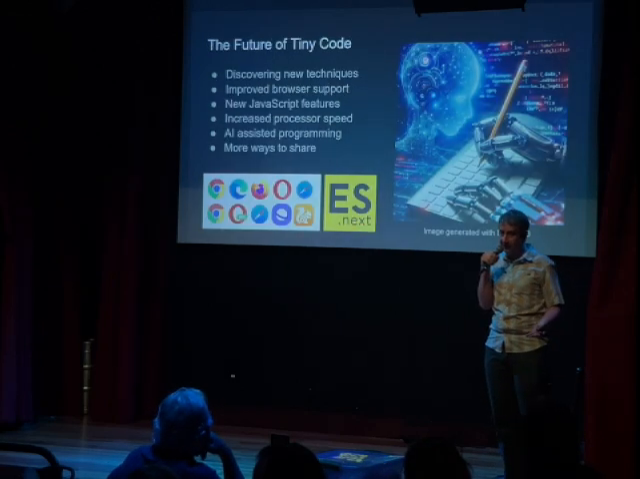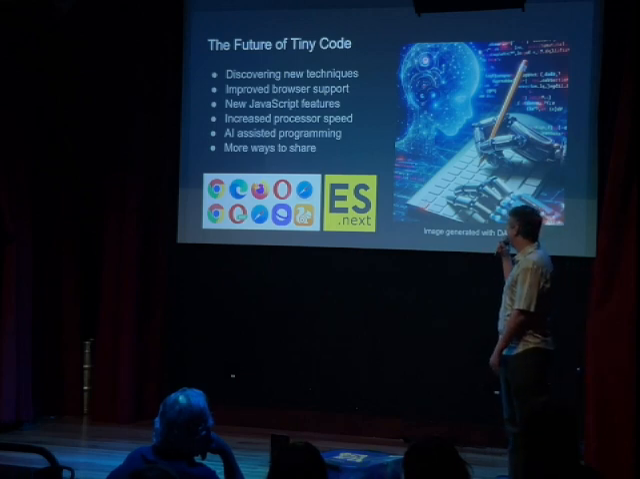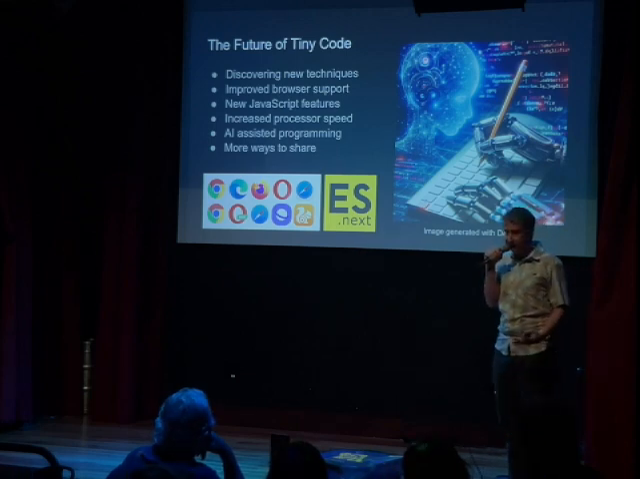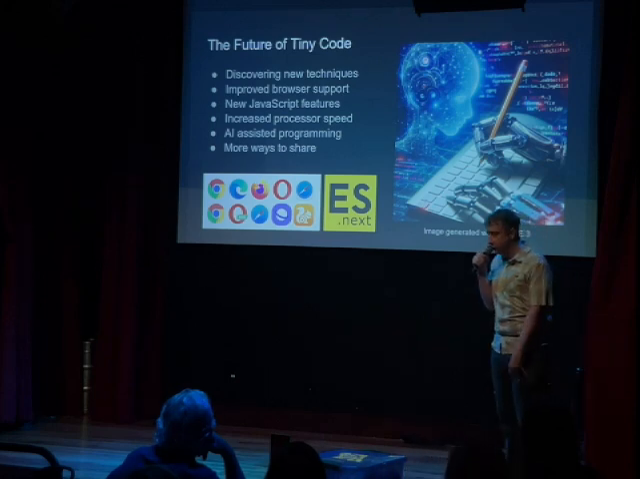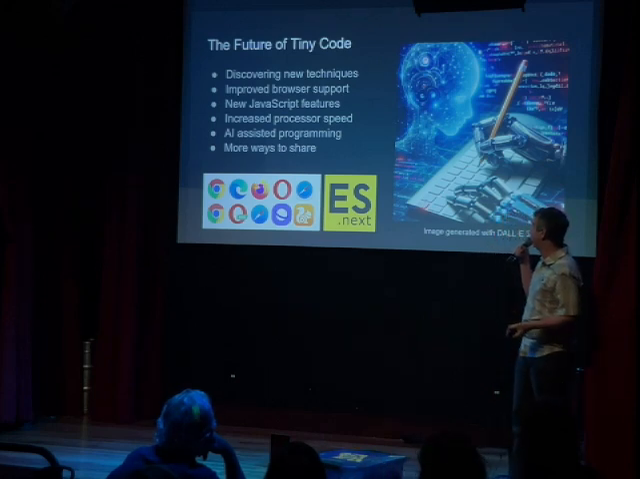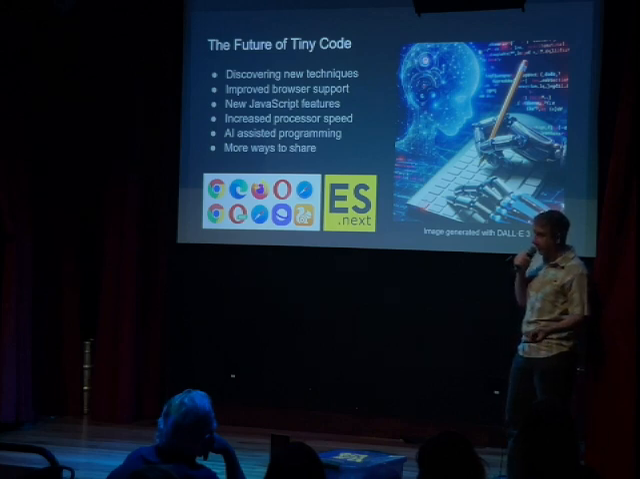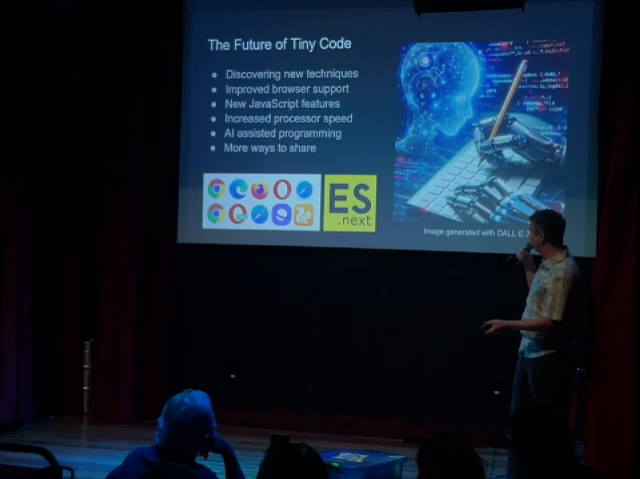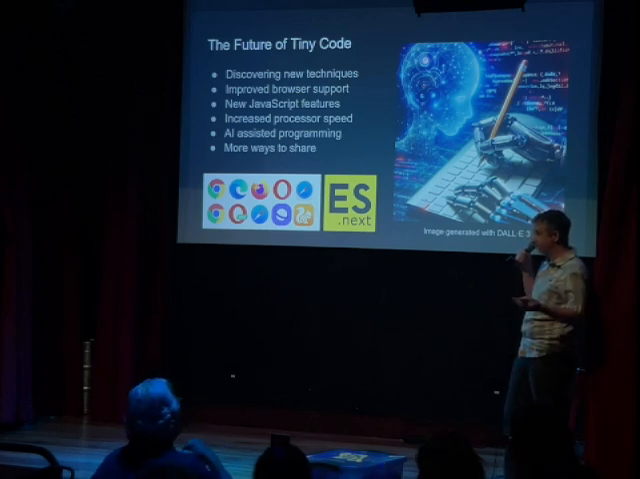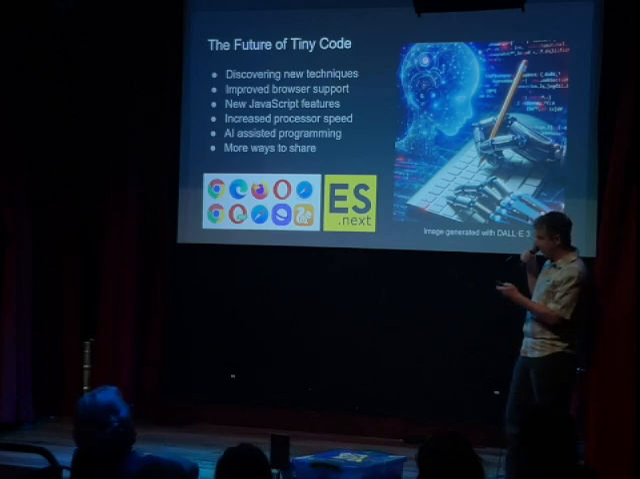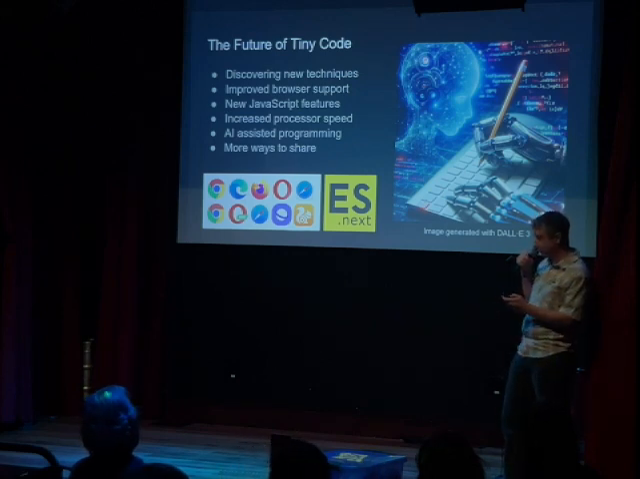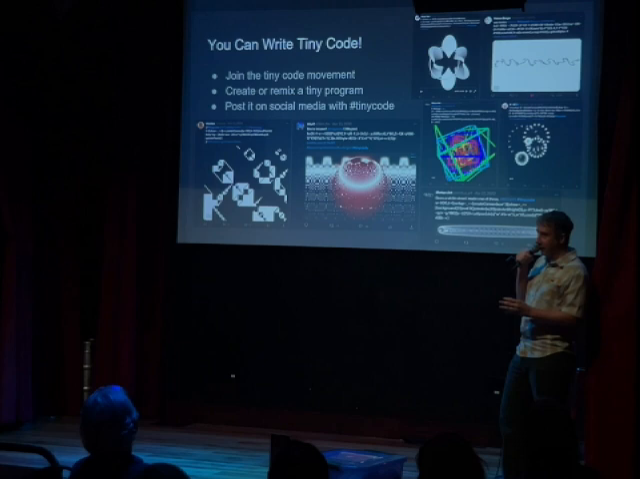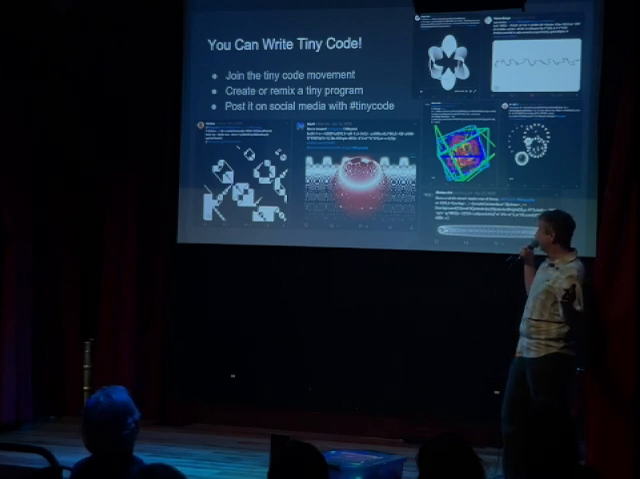You might think, why does this even make sense in the context of modern programming? But I actually think there's a huge bright future for tiny code because we're inventing new techniques all the time. JavaScript is a language that's constantly evolving and getting new features. As computers get faster, we can do crazier tweets that do more complex, higher resolution stuff. And AI programming is a thing now, and that can actually help you understand how tweets work and write them. So I think a lot of people here could probably write tiny code if you wanted to.